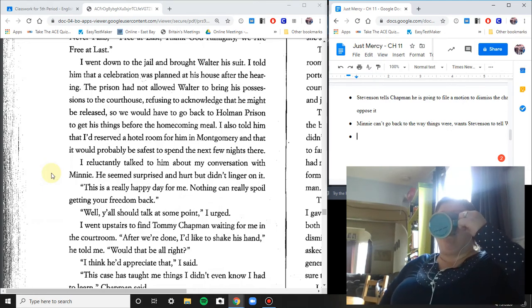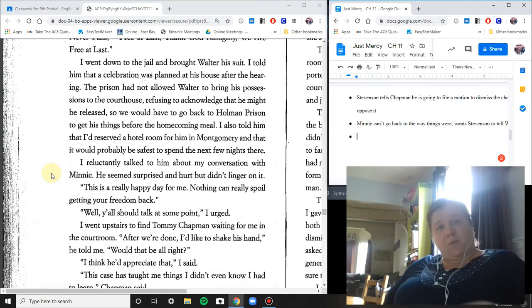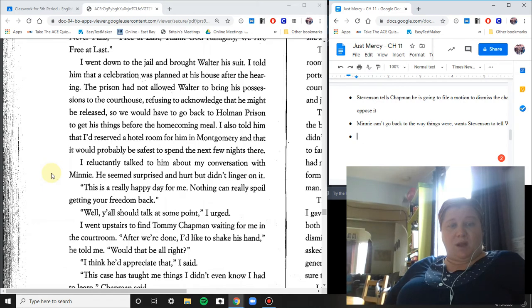I reluctantly talked to him about my conversation with Minnie. He seemed surprised and hurt, but didn't linger on it. "This is a really happy day for me. Nothing can really spoil getting your freedom back." "Well, y'all should talk at some point," I urged.